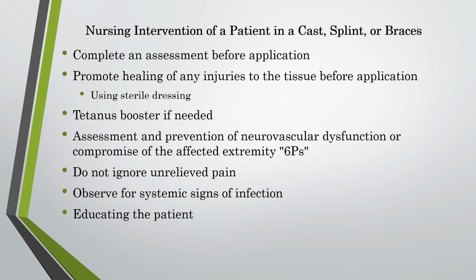Assessment and prevention of neurovascular dysfunction or compromise of the affected extremity. As I said in the previous slide, check the pain, paralysis, poikilothermia, and paresthesia, which are included in the 6 P's. Do not ignore unrelieved pain. It's very important. Do not ignore any unrelieved pain. Observe for systemic signs of infection and educate the patient.